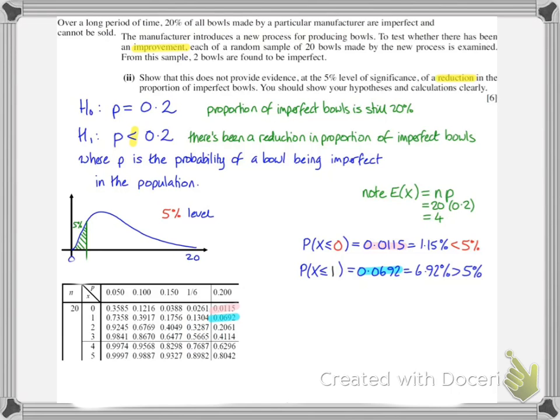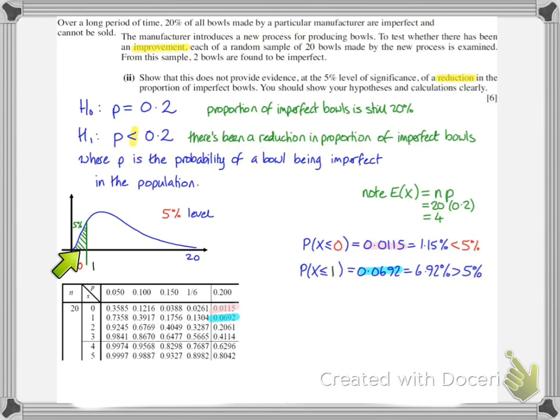So what I've got is that the probability that X is less than or equal to 0 is just over 1%, so that's less than 5%. The probability that X is less than or equal to 1 is about 6.9%, so that's gone over 5%. So on my diagram, 0 is the only value where the probability is still less than 5%. By the time I get to 1, my cumulative probability has already gone over 5%. So for any number of bowls from 1 to 20, I'll just have to accept H0.